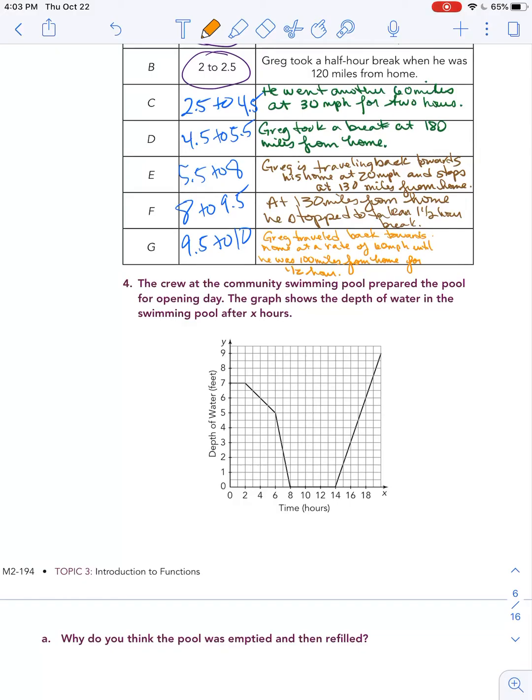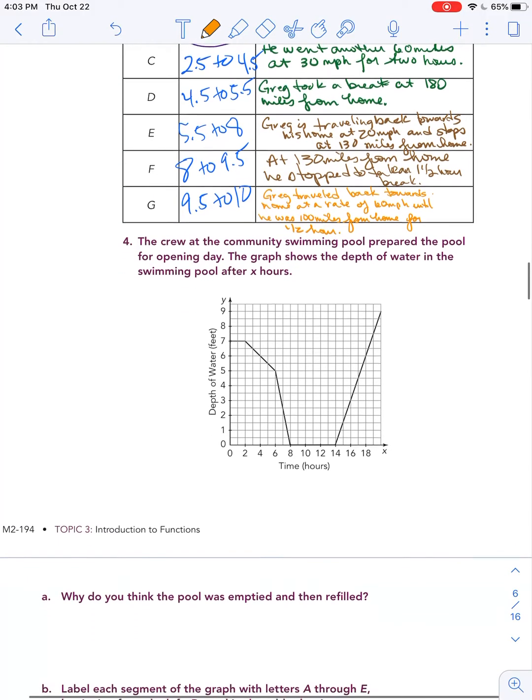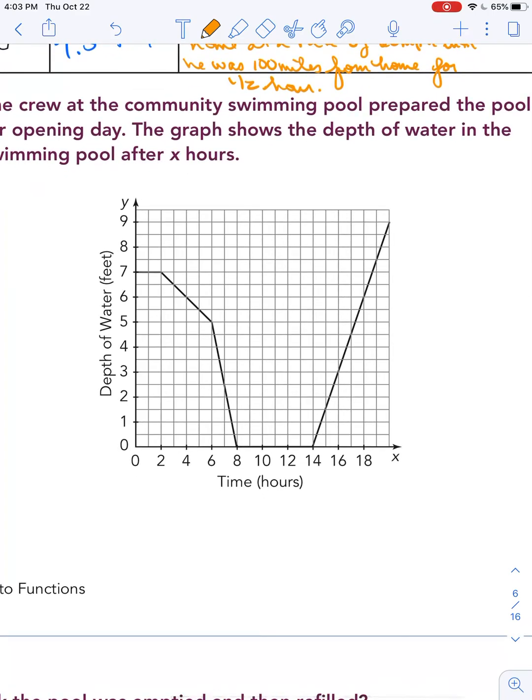So on this next part, it says the crew of a community pool is preparing the pool for opening day. The graph shows the depth of the water in the swimming pool after X hours. So at 0 hours, it was 7 feet. Then it decreased to 5 at 6 hours. And then there's none in it at 8 hours. It sits there for a while. And at 14 hours, they start filling it back up.